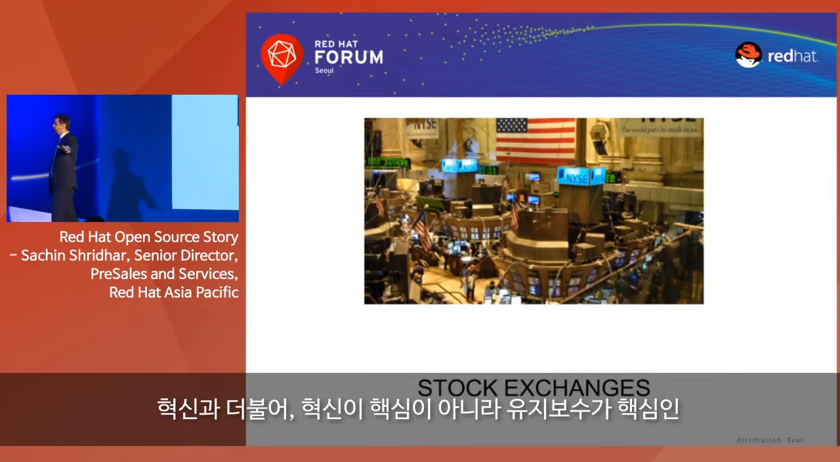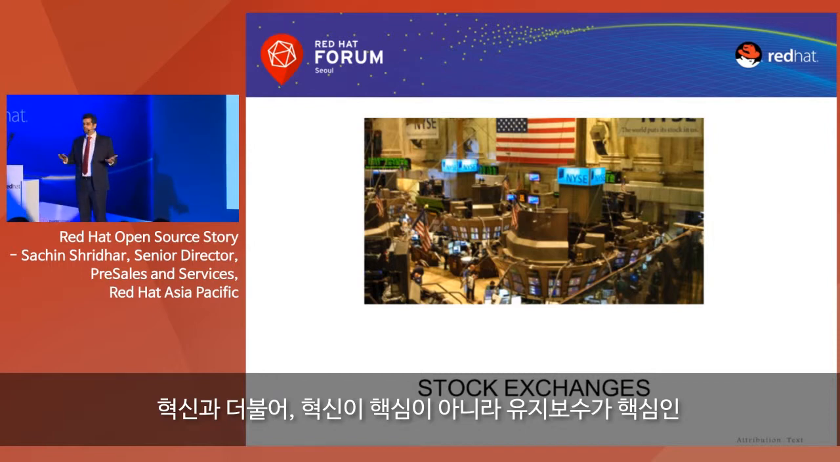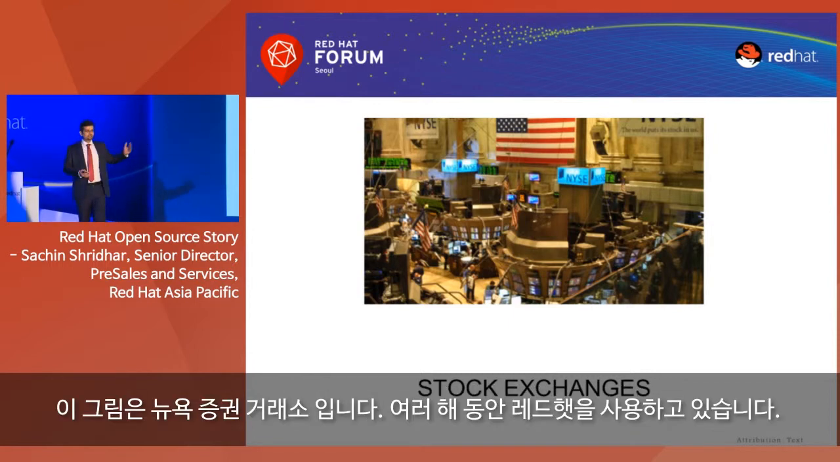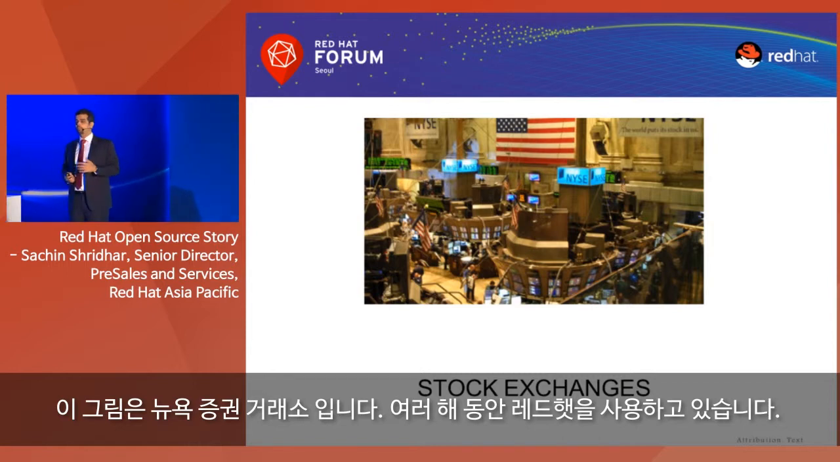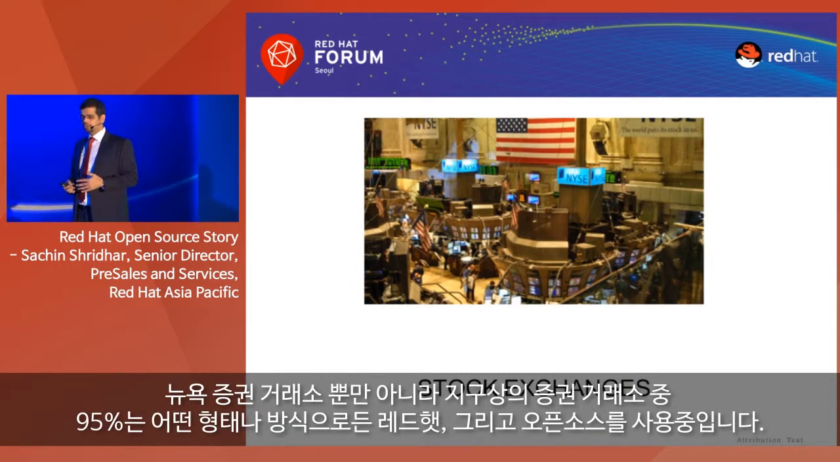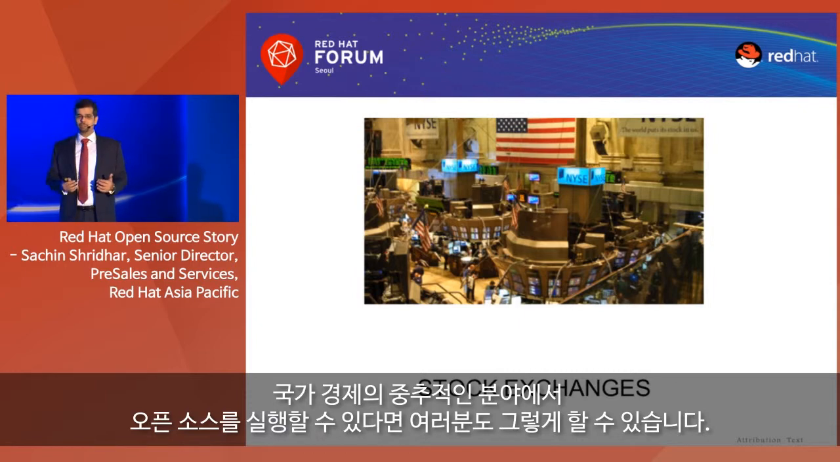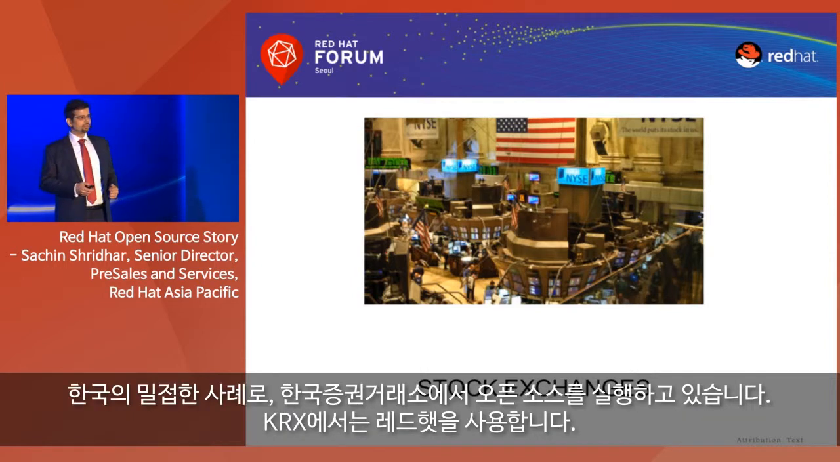Not just innovation, but even places where you want high levels of reliability, where you require high levels of uptime, where innovation is not the key, but maintenance is the key, open source does really well. The picture you see here is the New York Stock Exchange, which has been running Red Hat for many, many years. Not just the New York Stock Exchange, but 95% of all stock exchanges in the world run open source in some form and fashion. And stock exchanges are very critical. They form the backbone of a country's economy. And if the country's economy can run open source, the backbone can run open source, so can you. And a closer example for us, in Korea, the KRX runs open source. They run Red Hat.